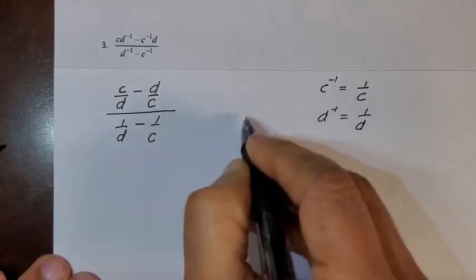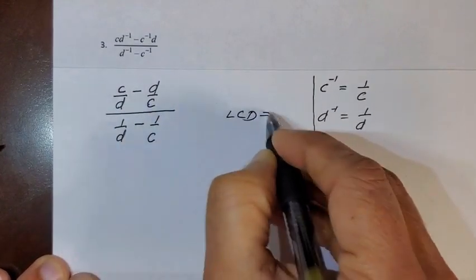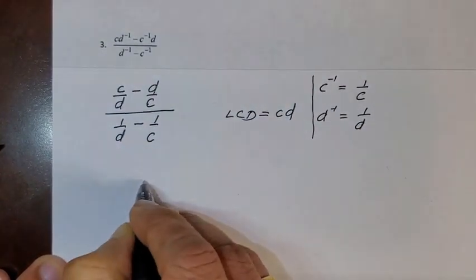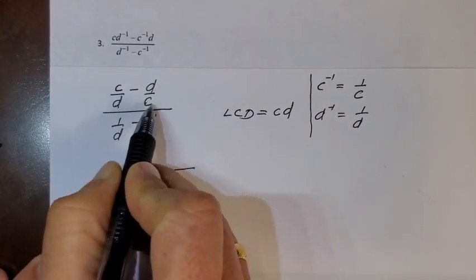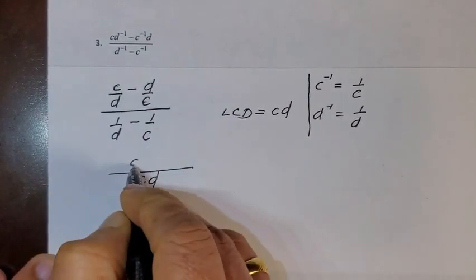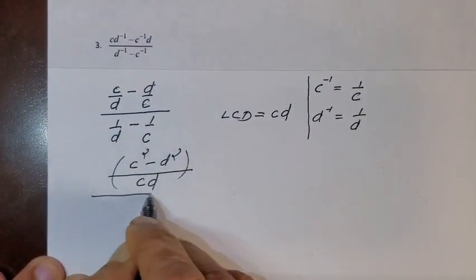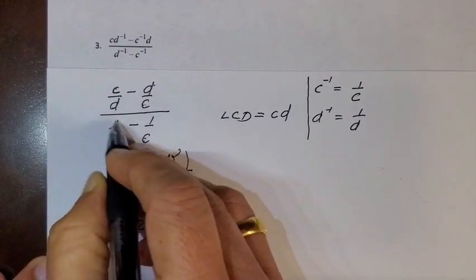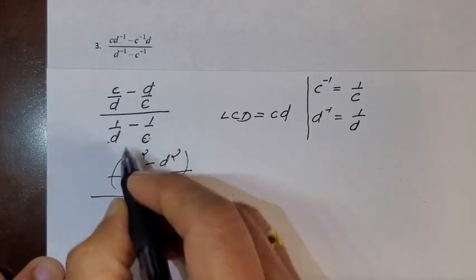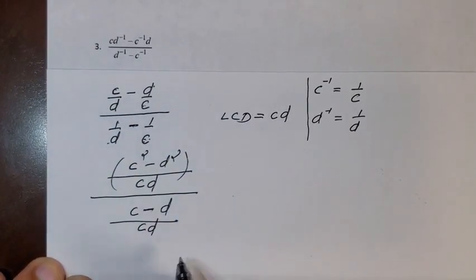Now take the common denominator. The least common denominator is c times d, which is cd. So cd, the easiest way is you just cross multiply. C times c is c squared, minus d times d is d squared. Everything divided by, again, the common denominator is cd. You can do the same thing. C times 1 is c, d times 1 is d, and the sign between them should be dropped down here.